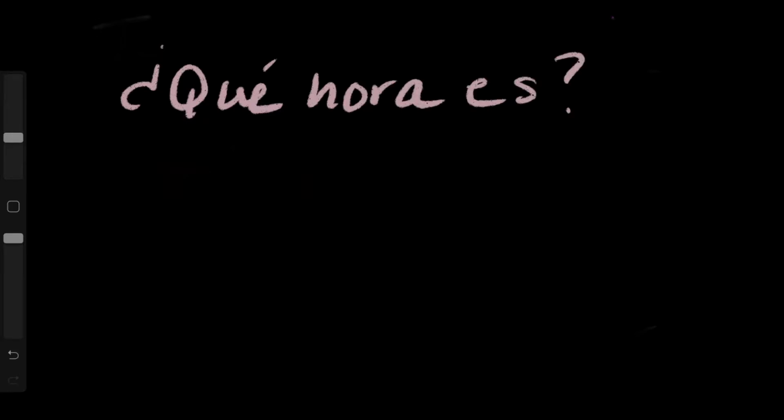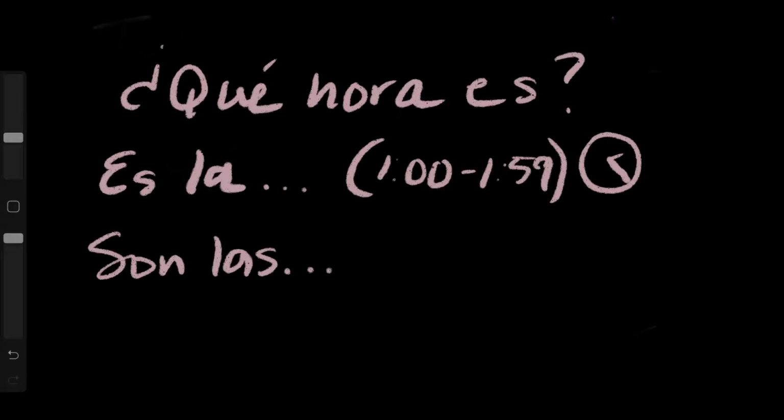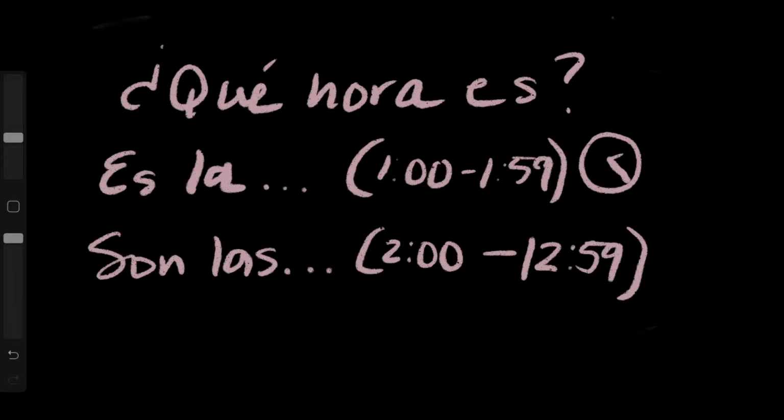To ask what time it is, we say, ¿Qué hora es? And there are two ways of answering this question. One of them is es la, which is what we say from 1 to 1:59. And the other one is son las, which we use for the other numbers. We have two ways of answering that question because one is singular and the other one is plural.